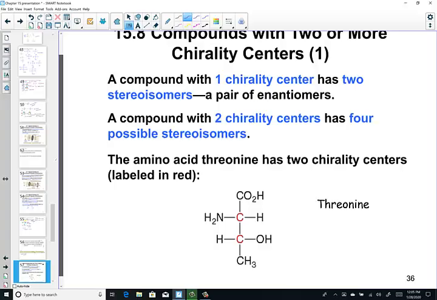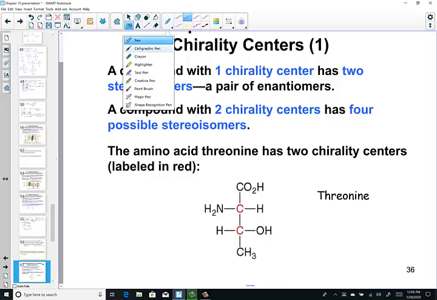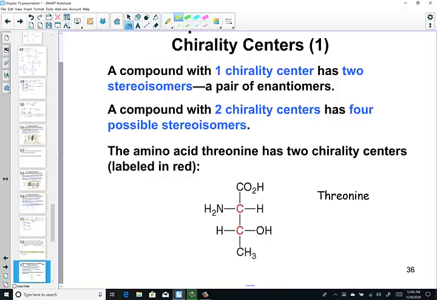The amino acid threonine has 2 chiral centers labeled in red. Let's draw that compound into our notes. I'll call this the first chiral carbon in red right here. How about if I highlight that one, and we'll focus our attention on the first chiral center. The first chiral center has 4 unique attachments. We have a COOH, an NH2, a hydrogen, and then a carbon that's unique from the top carbon. 4 unique attachments. It has a second chiral carbon, also highlighted in red, with 4 unique attachments.